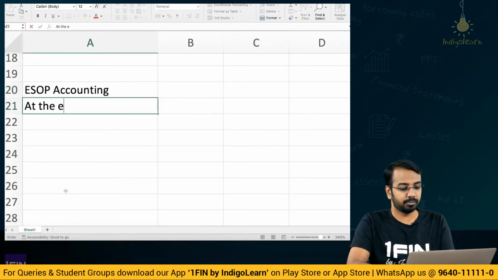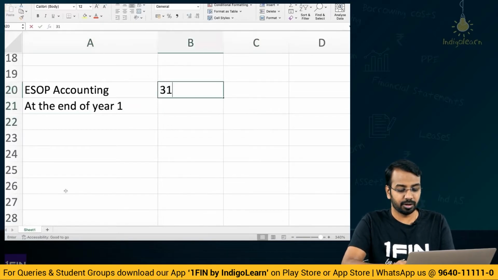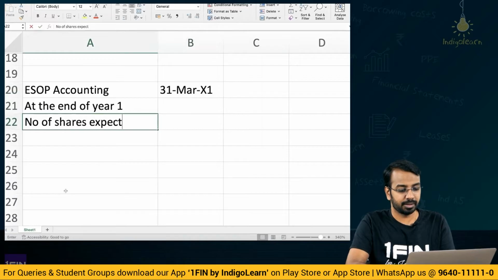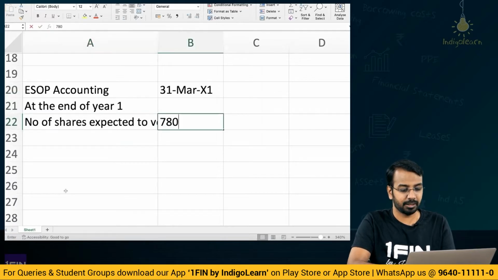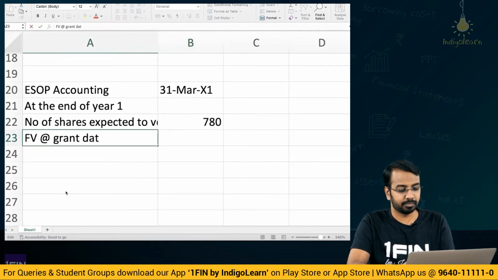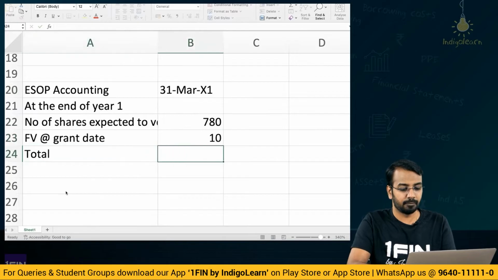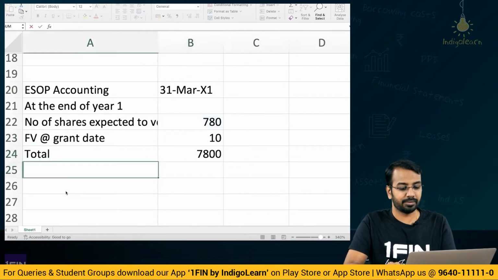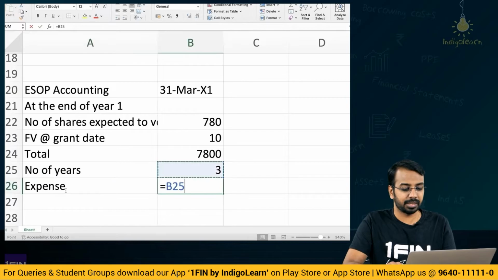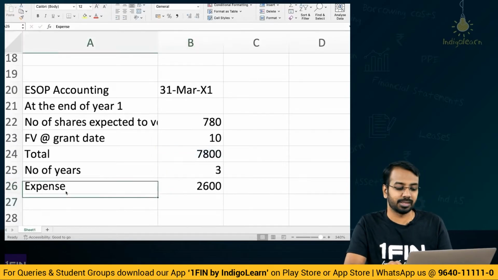Now, at the end of year 1, that is when you are accounting for on 31st of March of year 1, number of shares expected to vest is 780, right? Fair value at grant date is 10, total is 780 multiplied by 10, 7800, number of years 3, expense will be 7800 divided by 3, 2600 is the expense in the first year.